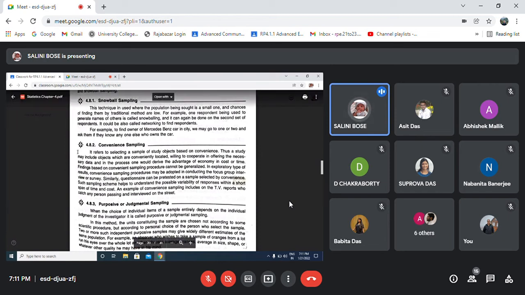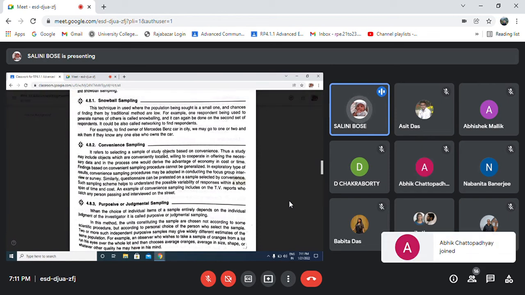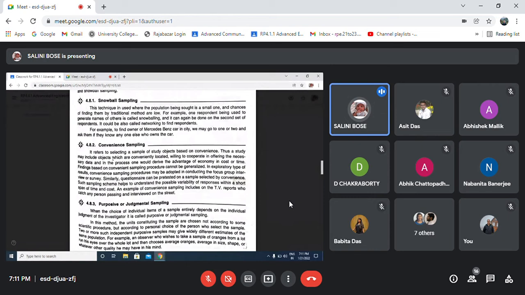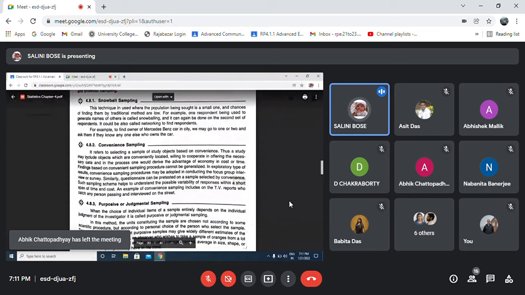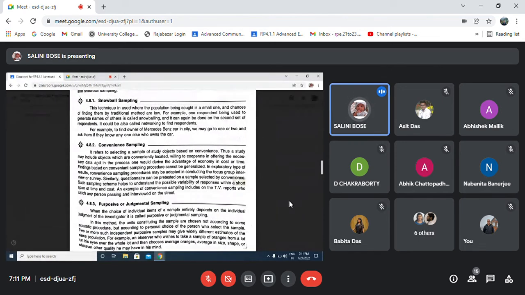So in convenience sampling, what happens? You select the sample with your convenience. It may be units which are conveniently located, or which are willing to cooperate in offering the necessary data. That is what is called convenience sampling. Here, an example is given that includes TV reporters who catch any person passing and interview them on the street. Suppose a TV reporter wants to find out the actual result of something. So what can they do? They catch any person passing and interview them on the street.